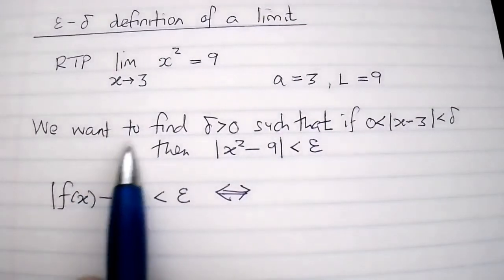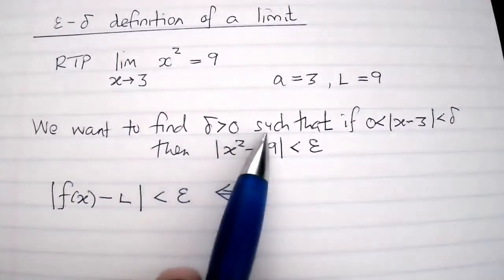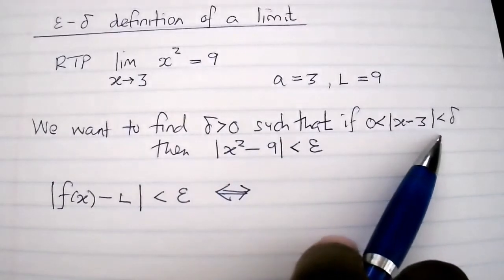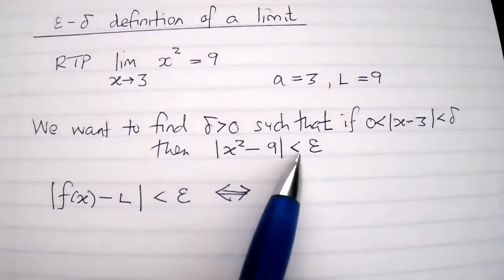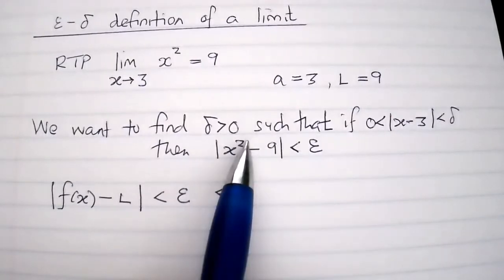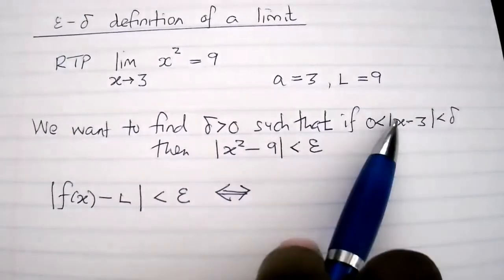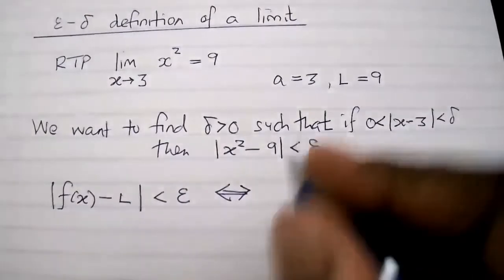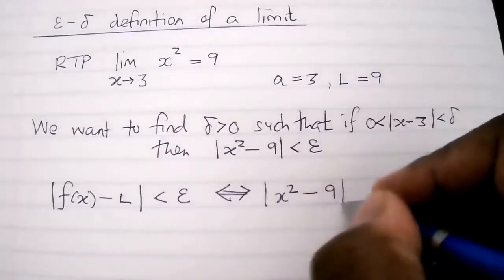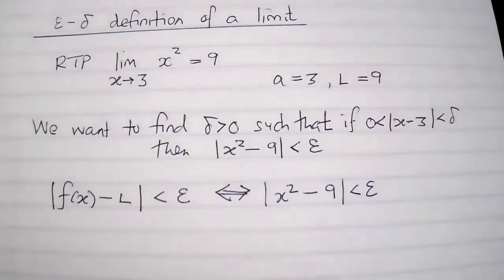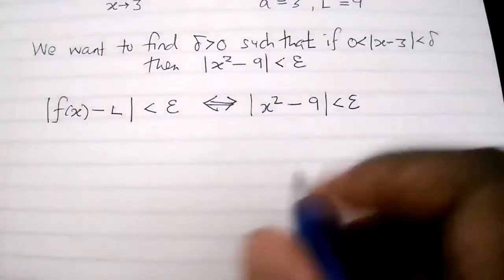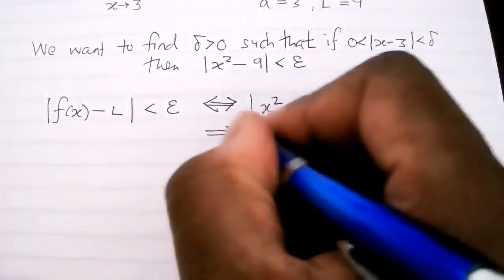So we want to find delta such that if |x - 3| < delta, then |x² - 9| < epsilon. So we always start from here going to the delta. So our f(x) is what? Our f(x) is x squared. So it's |x² - L|, which is 9, less than epsilon. So now we perform the algebraic manipulations that go with it.